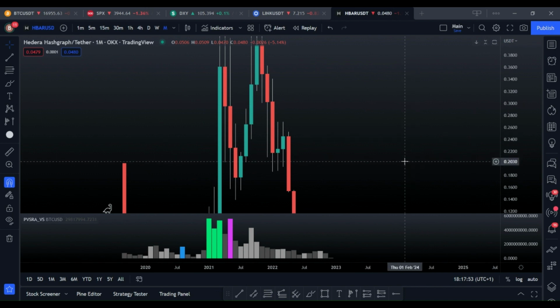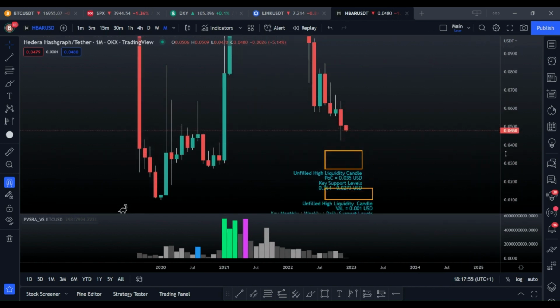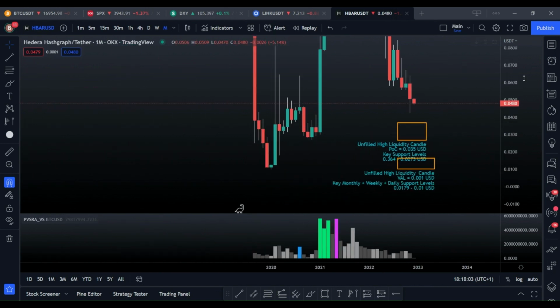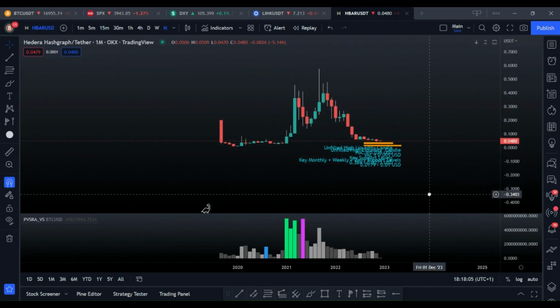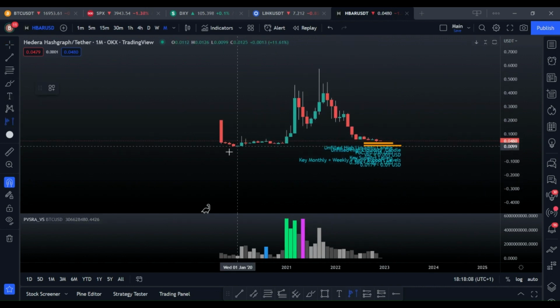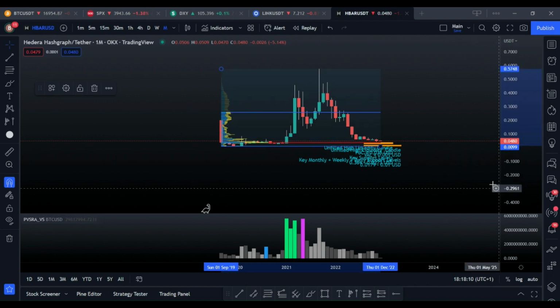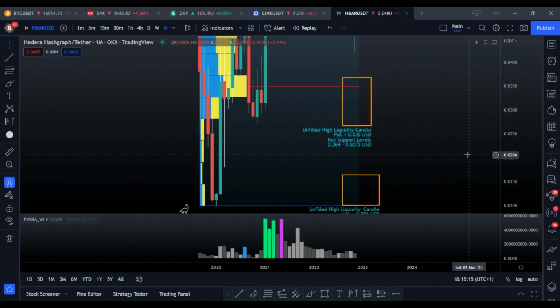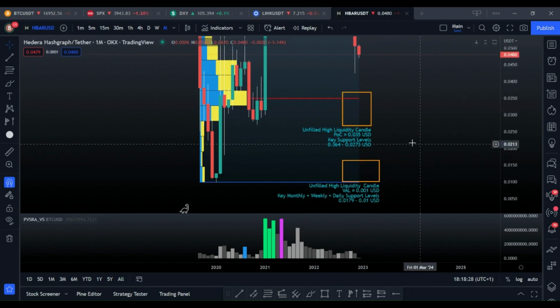And looking at the HBAR chart right here, same principle. We have two areas of interest right here, though, with unfilled high liquidity area right here. And if we use our volume profile fixed range once again, from the inception to the current day, we can see that we have the point of control at 0.035 US dollars roughly. And besides that, we got key support levels and a range between 0.0364 to 0.0273 US dollars roughly.